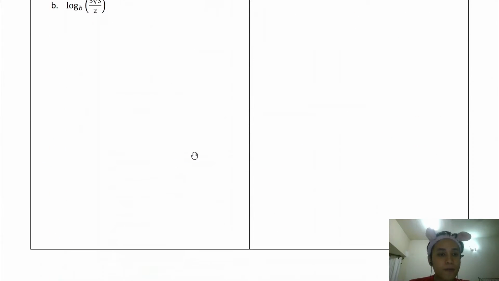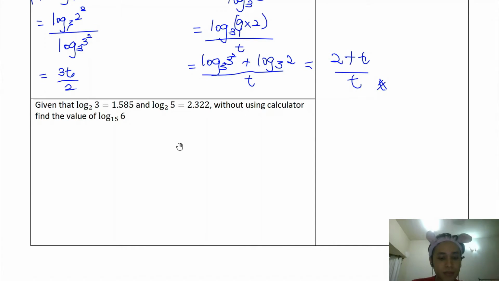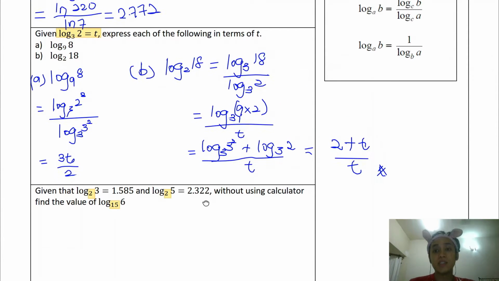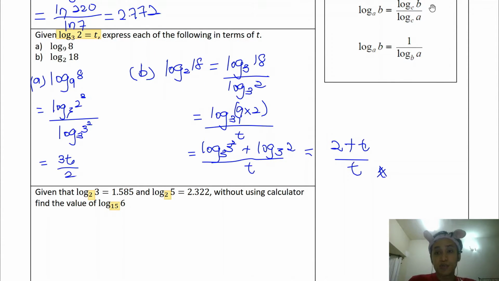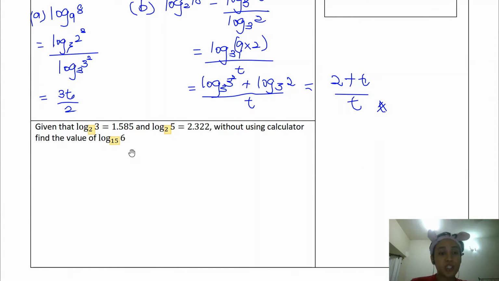Now for the example here, you notice the base number is different. This is base 2, this is base 2, but this is base 15. So it's a different base. When it's a different base, that is when you need to use the formula to calculate. So you change this one into base 2. Let us try and do this. So log_15 6, I change it into base 2.